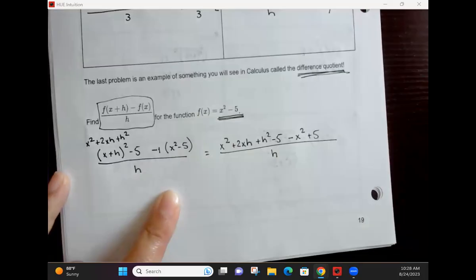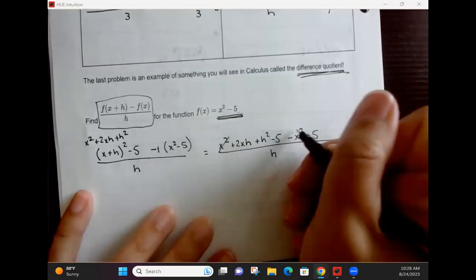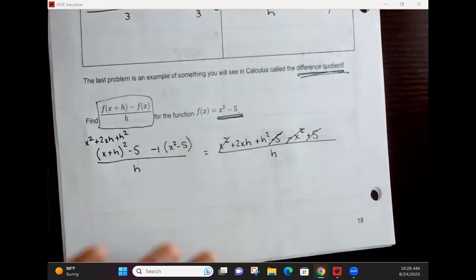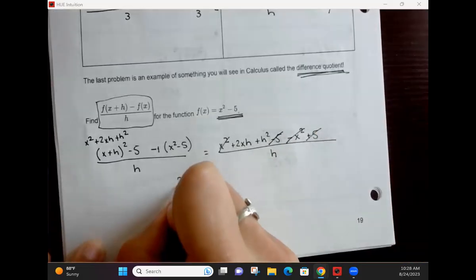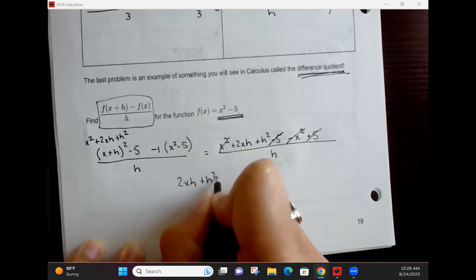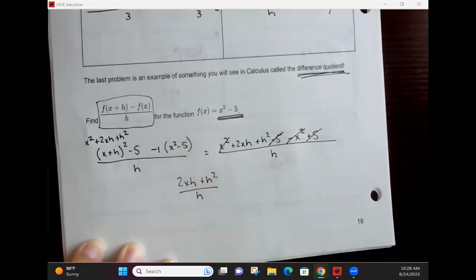From here, there's some simplifying I can do, combining like terms. x squared minus x squared, negative 5 plus 5. So we get 2xh plus h squared over h. Raise your hand if you got to here. Okay.